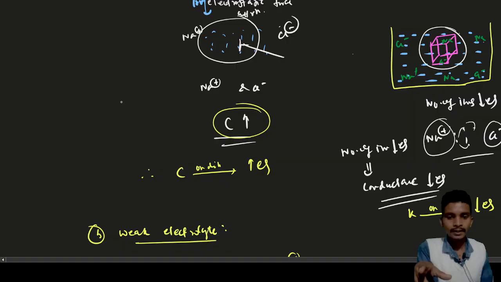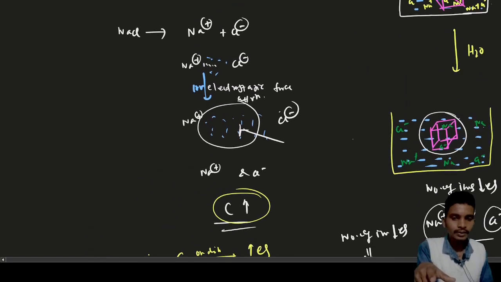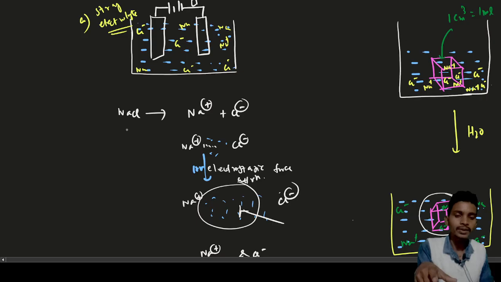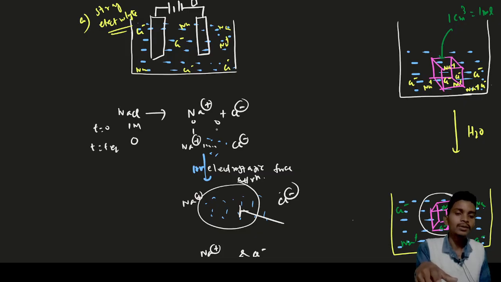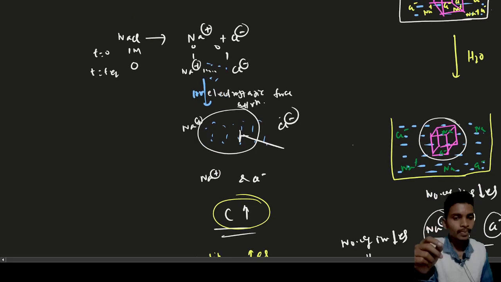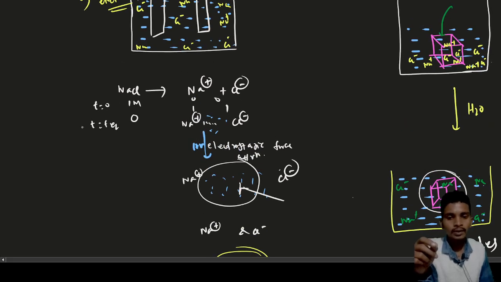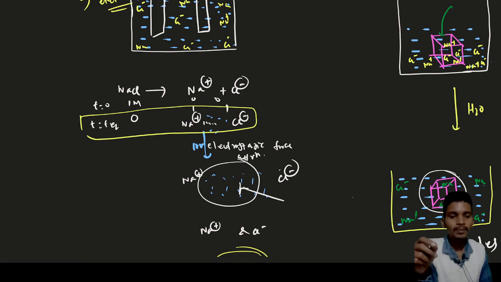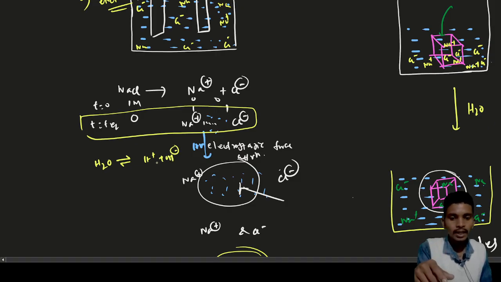But for a strong electrolyte, let's say NaCl, this NaCl is completely dissociated. Let's say at T equal to 0, 1 molar is there, and at T equal to T equilibrium, this completely dissociates into this and this. So in the solution, a huge amount of Na plus and Cl minus is already there, and water is a weak electrolyte compared to NaCl. So water will give very few ions, but they have no effect because a huge amount of Na plus and Cl minus is already there.